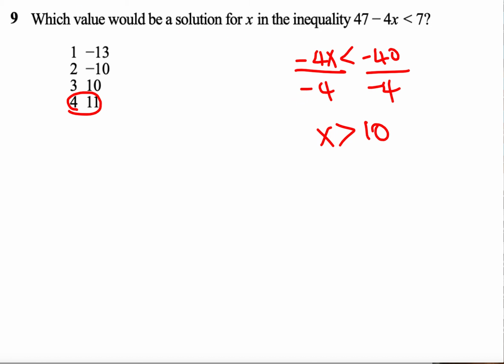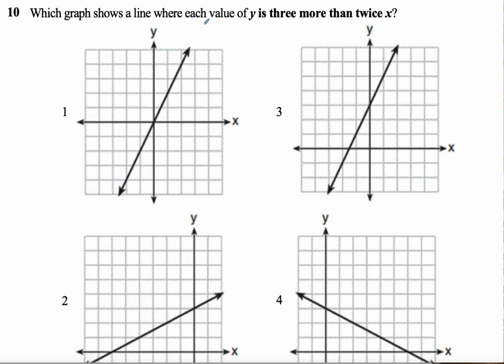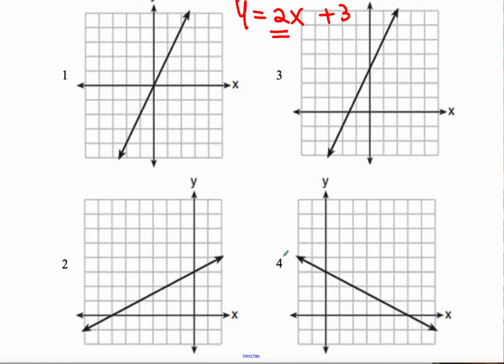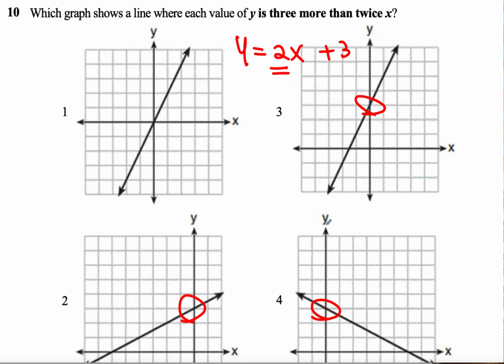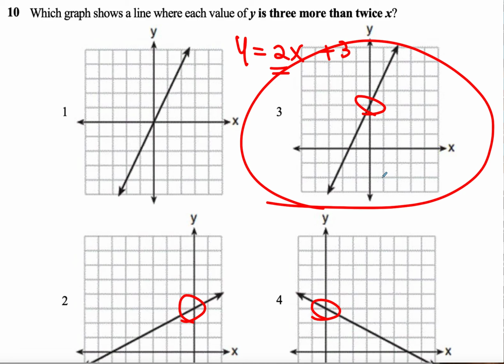Alrighty, let's look at number 10. Which one of them says y is 3 more than twice x? So y is 3 more than twice x, so 2x. That means the slope has to be equal to 2, and the y-intercept has to be 3. Which one of them has a y-intercept of 3? Oh, here, here, here. But which one of these 3 has a slope of 2? Only possibility is right over here. So choice 3 becomes the answer.